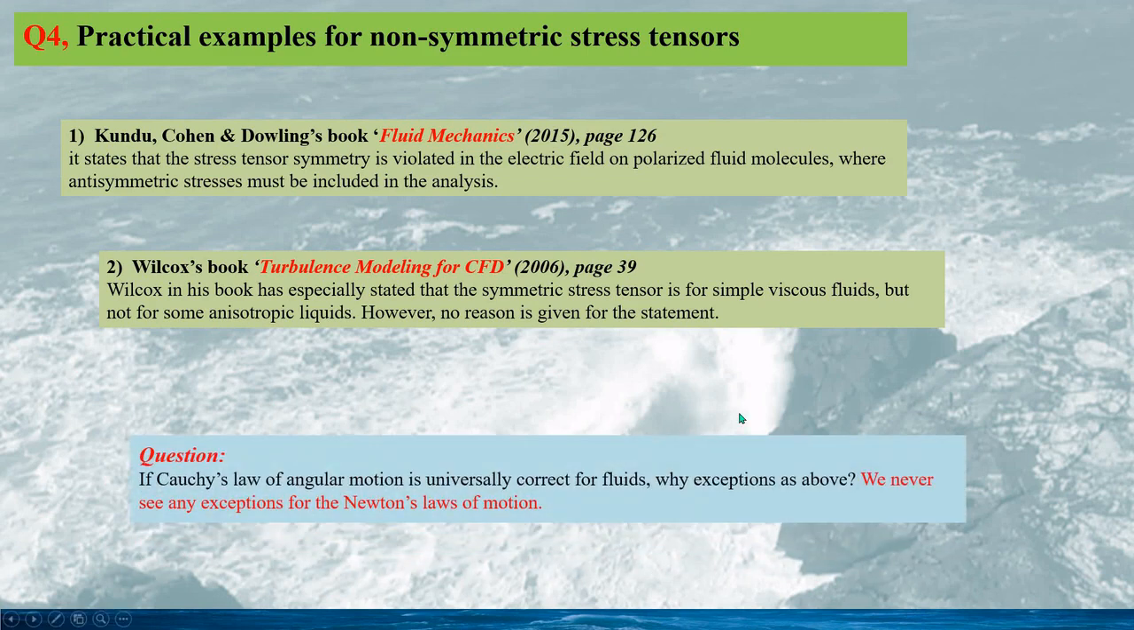Hence, we can ask a question. If the Cauchy's symmetrical stress tensor is universally correct for fluids, then how can we explain the exceptions we found in the real fluid? After all, we never see any exceptions for Newton's laws of motion.